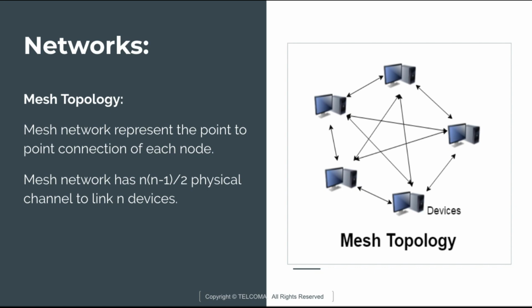Here the mesh network represents the point-to-point connection of each node, and the mesh network has n(n-1)/2 physical channels to link n devices. So this is a secure network as each node has its own dedicated path, and it is robust in nature, and it is also easy to troubleshoot this network. The disadvantage of this network is that it is difficult to install and configure. It has a high installation cost, and it is also difficult to understand this mesh network.